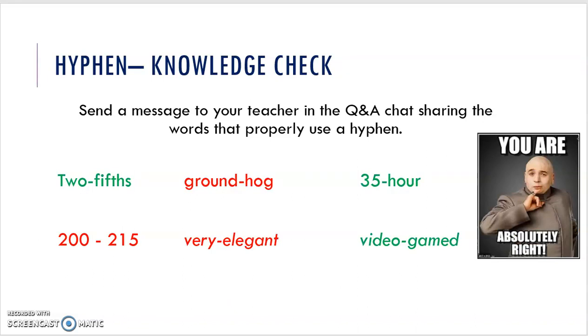Alright, well, welcome back. Taking a look, 2/5 is done correctly. We had that number example earlier. Now, groundhog does not need a hyphen. I believe you can even just type out groundhog in one word, but it doesn't need that hyphen. 35 hour definitely needs it. Now, this is where 200 to 215, we would use that dash instead. It's not worded out properly. Very elegant does not need a hyphen. It could just have a space. Video gamed is correct.